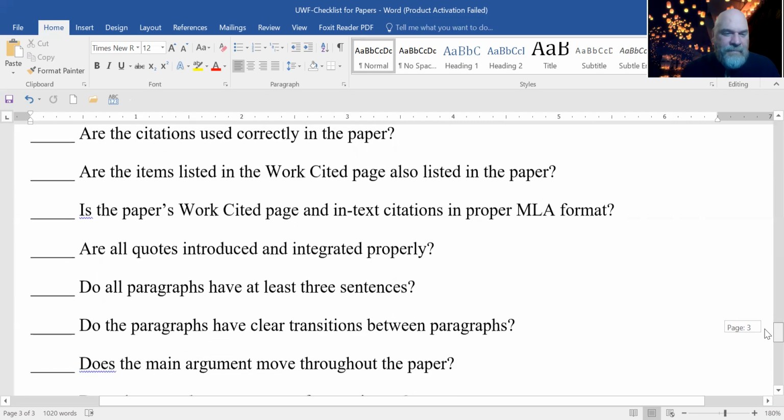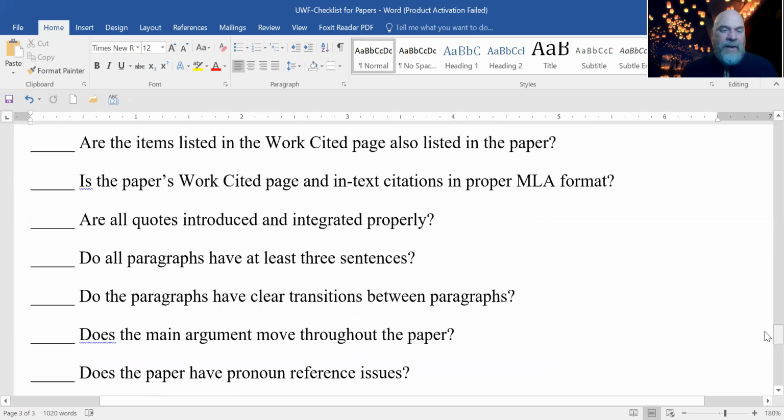So next, are all the items that are listed in the works cited page in the paper itself? So this means that you're doing this simultaneously at the same time. When I look at papers, one of the first things I look at is the works cited page. I go to the works cited page and I see if you have one listing or 5 listings or whatever it is, that it matches whatever's in the paper. I want to make sure that that's the case. So make sure that you do that.